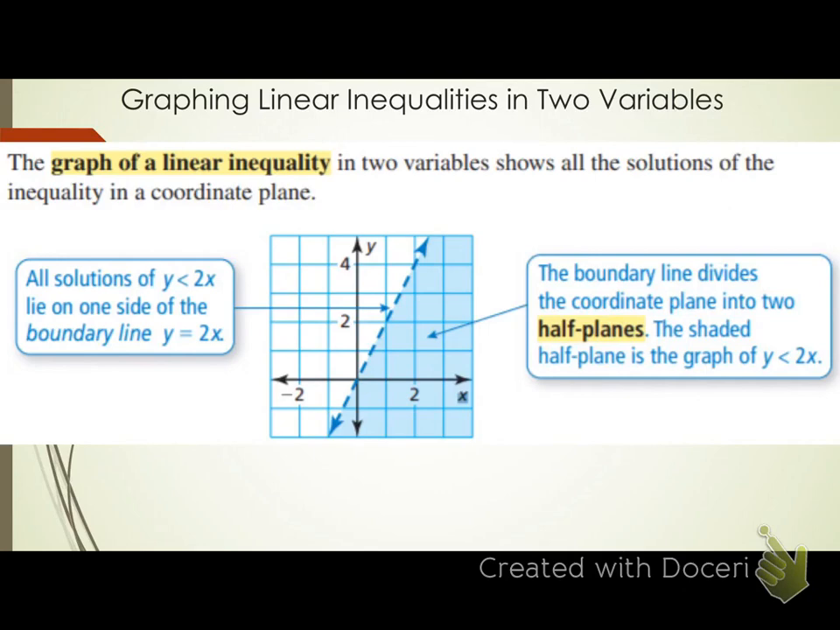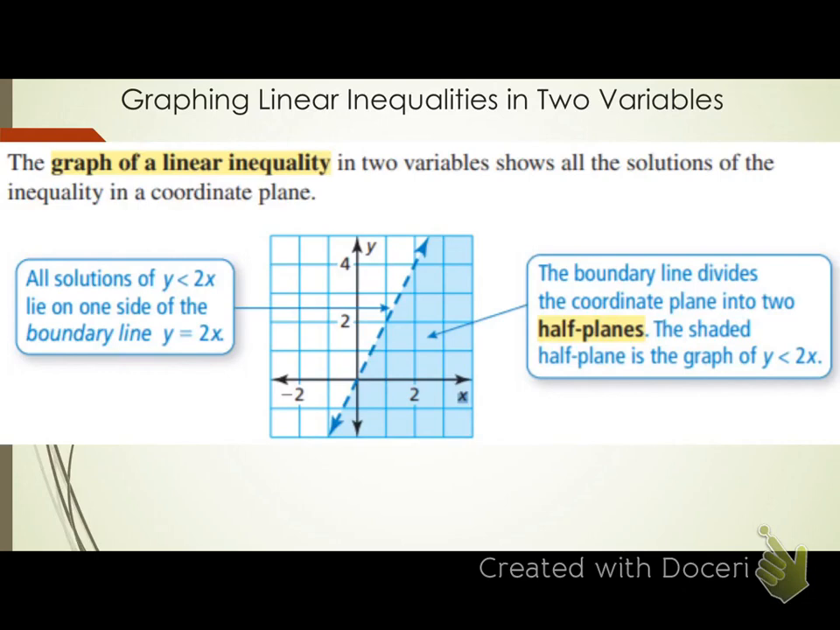Okay, we're going to be graphing today. We're going to be graphing our linear inequalities. The graph of a linear inequality in 2 variables shows all the solutions of the inequality in a coordinate plane. For a linear inequality, we have an infinite number of solutions, so we use a graph to represent all of them because it'd be impossible for us to list every single one. Okay?